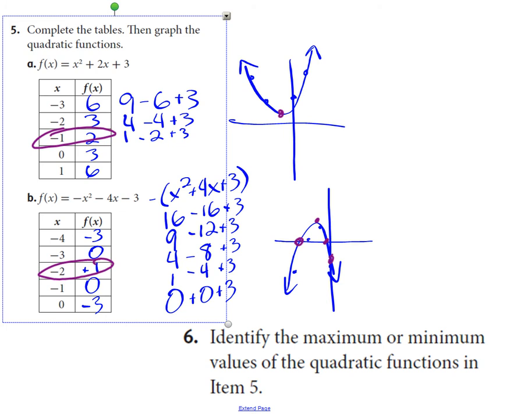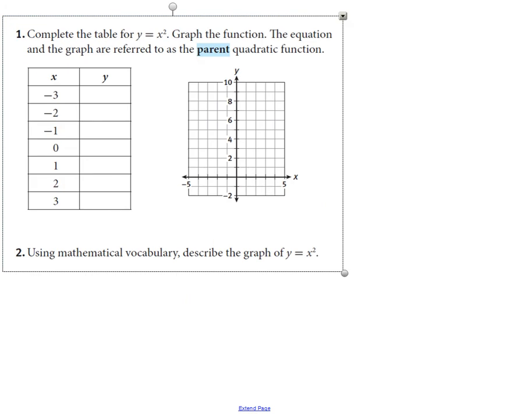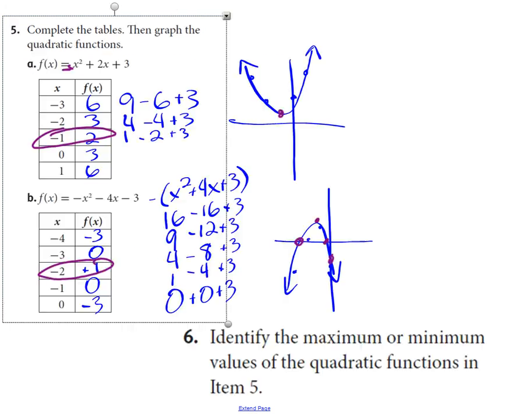All right. How did we know this was going to have a minimum even before we graphed it? Because it opens up. How could we have known it was going to open up without even graphing it? Because A is positive. How about B? We knew that was going to have a maximum because it opens down because A is negative. Well, we got that part.